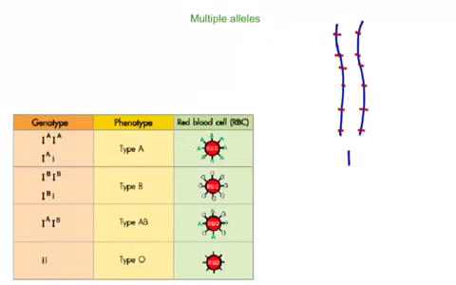As we've talked about in a previous tutorial, you might have the same or different alleles. You might have a big A and a big A allele, or a big A and a little a allele, or a little a and a little a allele. Those are the possible combinations.